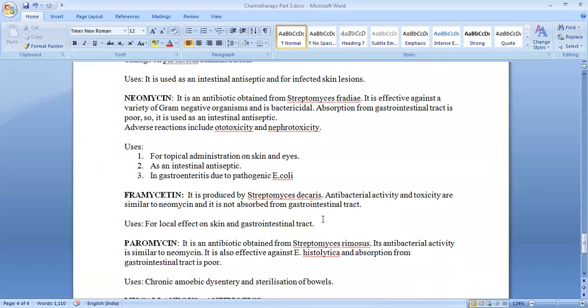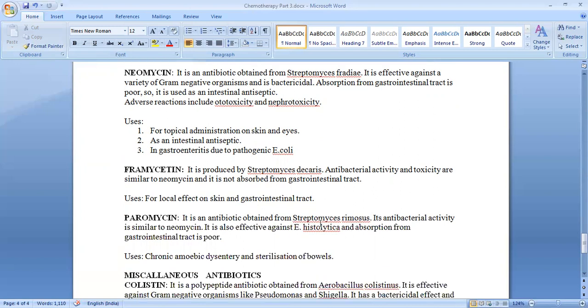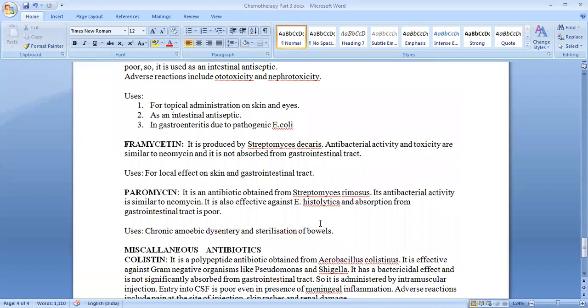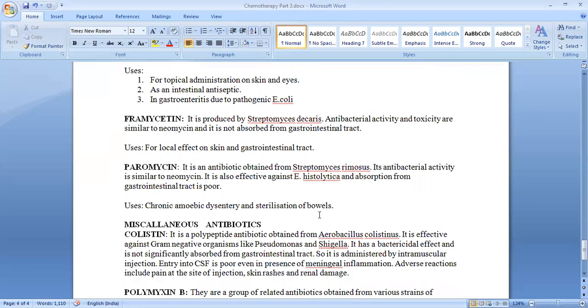Then framycetin. This is similar to neomycin. It is used again locally on the skin or for treating gastrointestinal infection. Paromomycin is similar to neomycin, and it also can be used for treatment of intestinal infection, like when somebody has chronic amoebic dysentery, we can use it. Or if someone has a problem where there are unnecessary bacteria growing in the bowels, then to sterilize those bowels, we can use paromomycin.